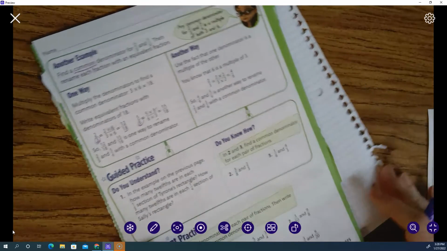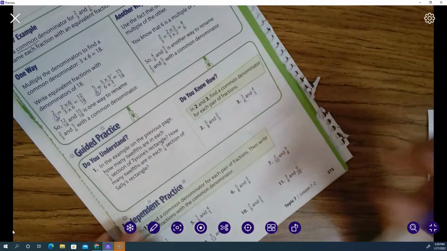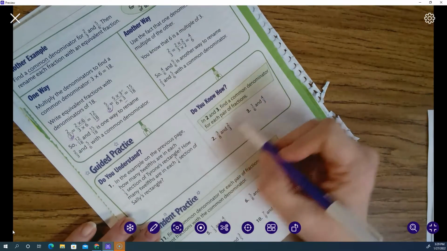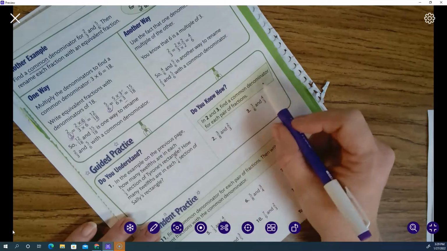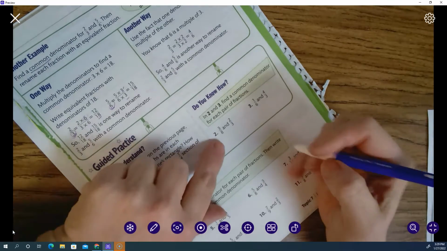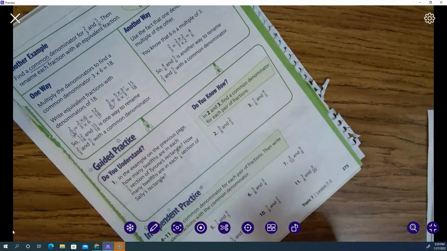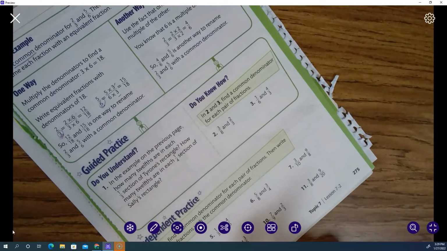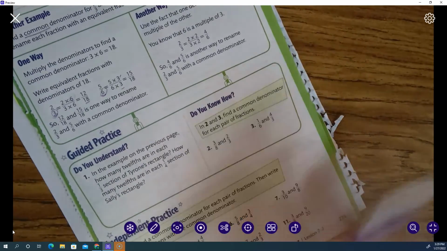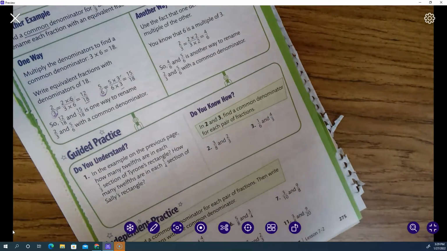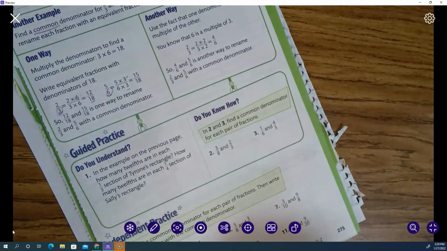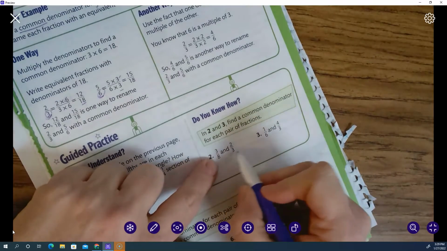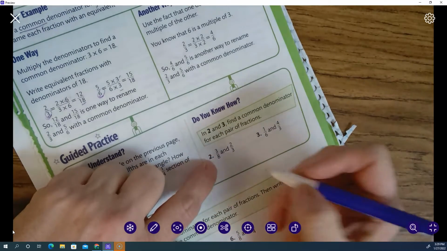Anyway, let's look down here. We're going to practice finding common denominators. For 2 and 3, we're going to find a common denominator for each pair of fractions. Remember, I said I prefer for you to just multiply those 2 numbers together, because that way we know what we're doing. It's a quick and easy way if you don't know what's going on. And if one of them is odd and one's even, that's going to be your best way anyway.